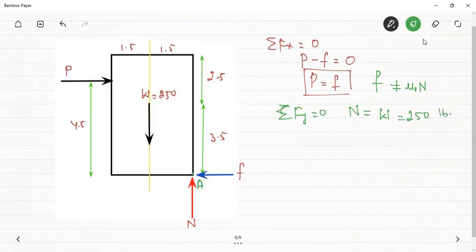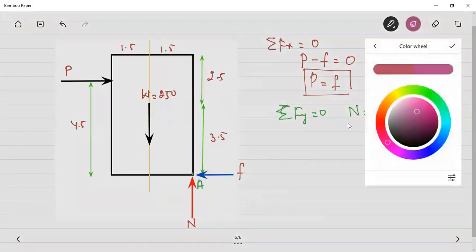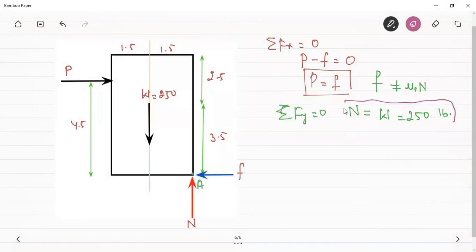These two equations aren't of use, but here is the equation which is useful in determining the value of P that will just cause the tipping of this block. That will be the moment equation. We can take the moment about the tipping point to be 0. Summation of the moments about the tipping point is equal to 0.